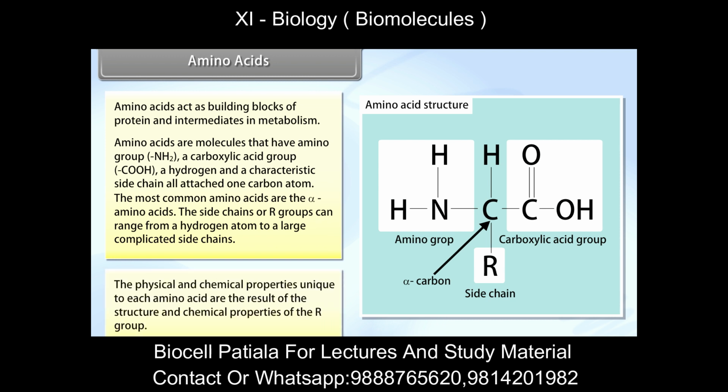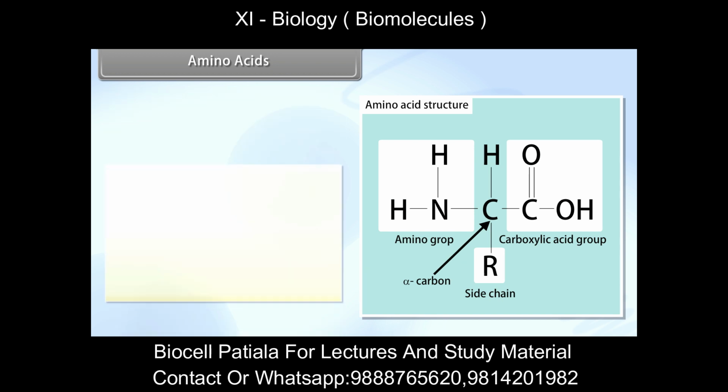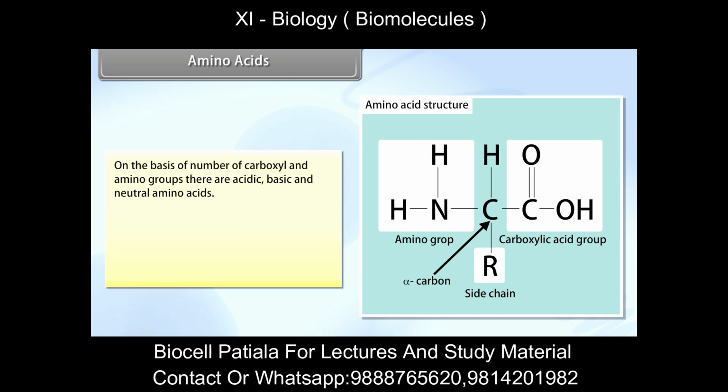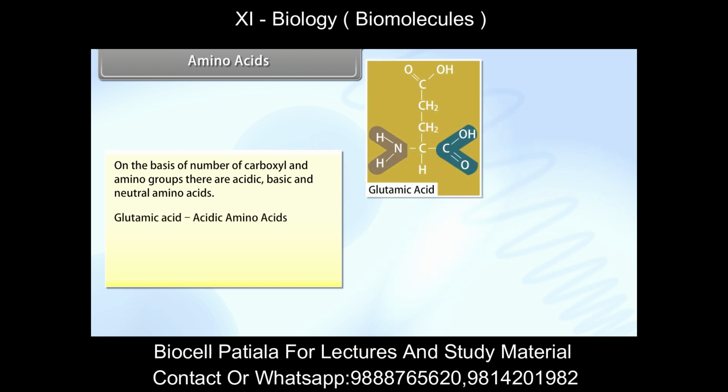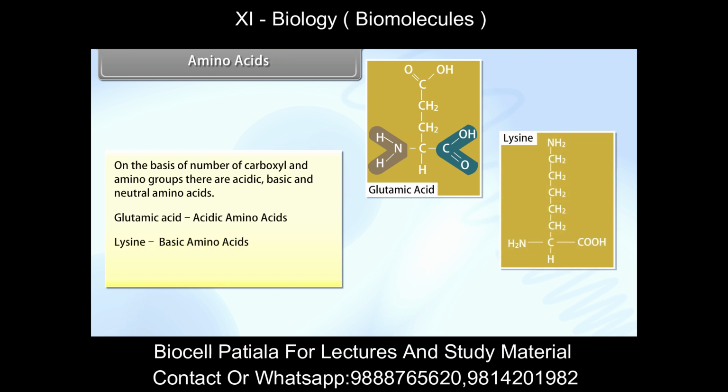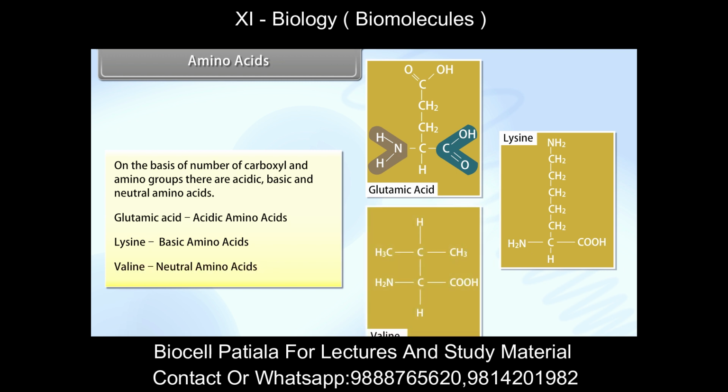The physical and chemical properties unique to each amino acid are the result of the structure and chemical properties of the R group. On the basis of number of carboxyl and amino groups, there are acidic, basic, and neutral amino acids. Glutamic acid is an acidic amino acid. Lysine is a basic amino acid. Valine is a neutral amino acid.